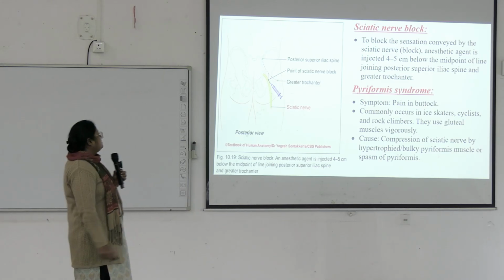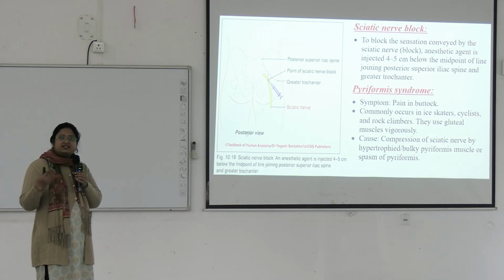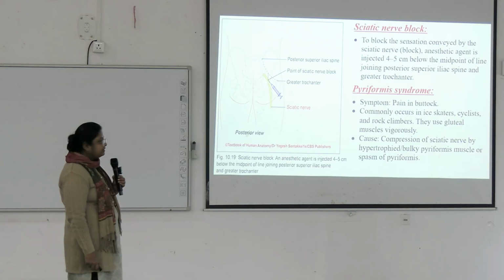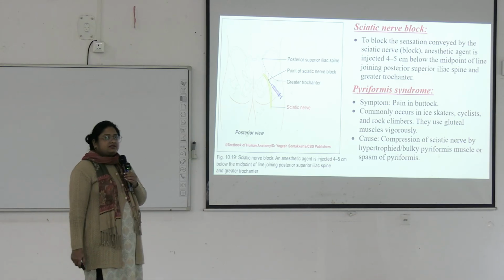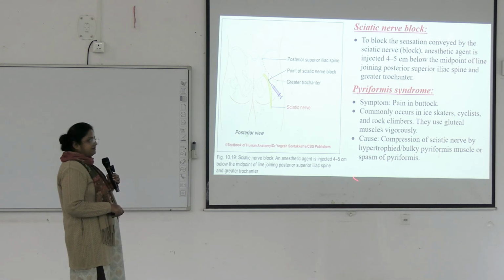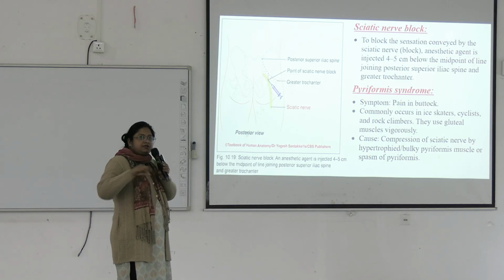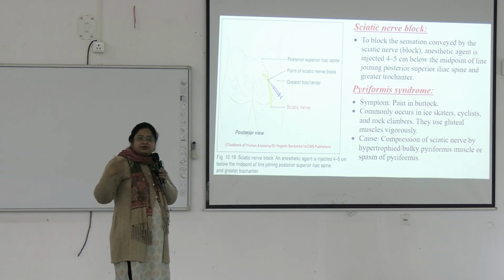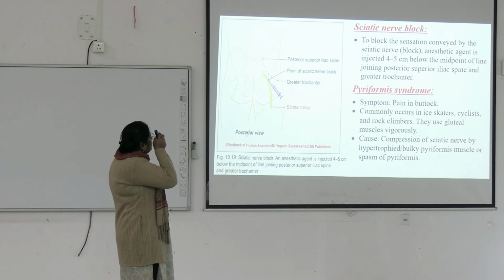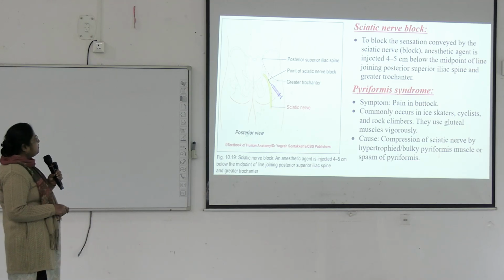Because it is lying in close relation to the nerve, forming the floor, anterior relation to the nerve. Spasm means muscle cramp. Hypertrophy means the muscle becomes more bulky, so it will occupy more space. So there is less space for the nerve, there will be compression. And the symptom is pain in the buttock mainly, and it commonly occurs, you remember, in ice skaters, cyclists, rock climbers.